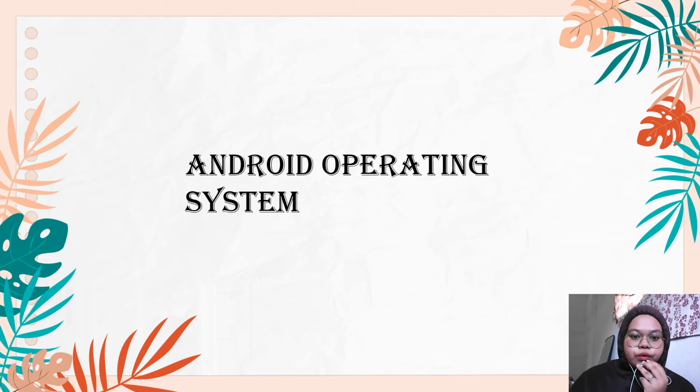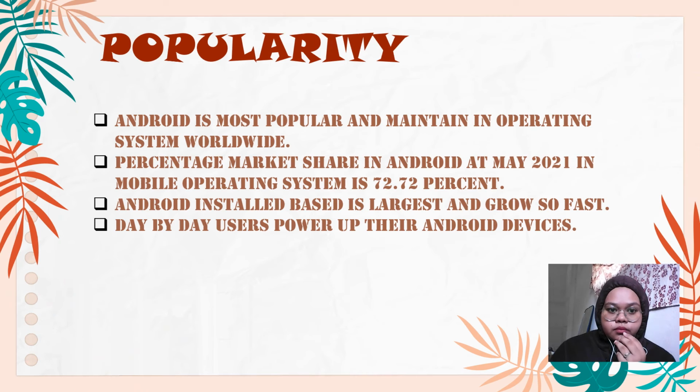I would like to explain about the Android operating system. Popularity. Android is the most popular and maintained operating system worldwide. The percentage market share of Android as of May 2021 in mobile operating systems is 72.72%. Android's install base is the largest and grows so fast. Day by day, users power up their Android devices.